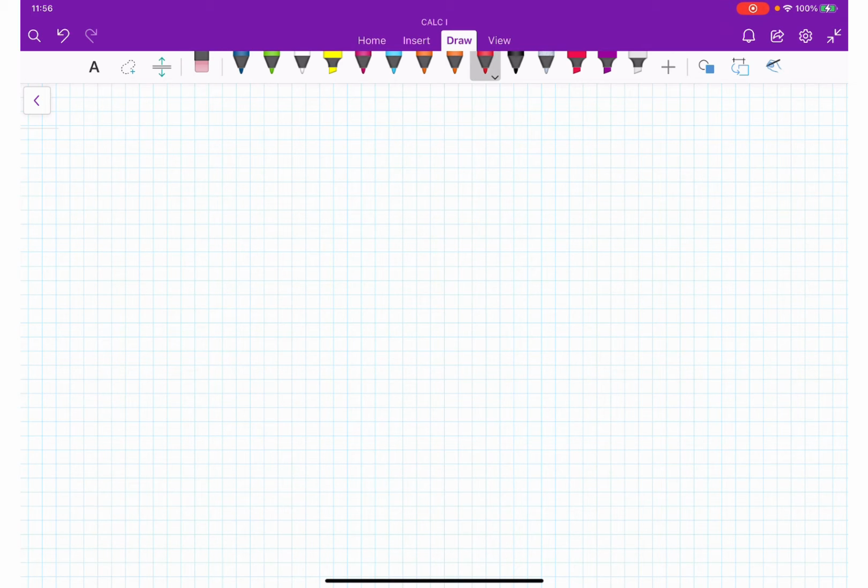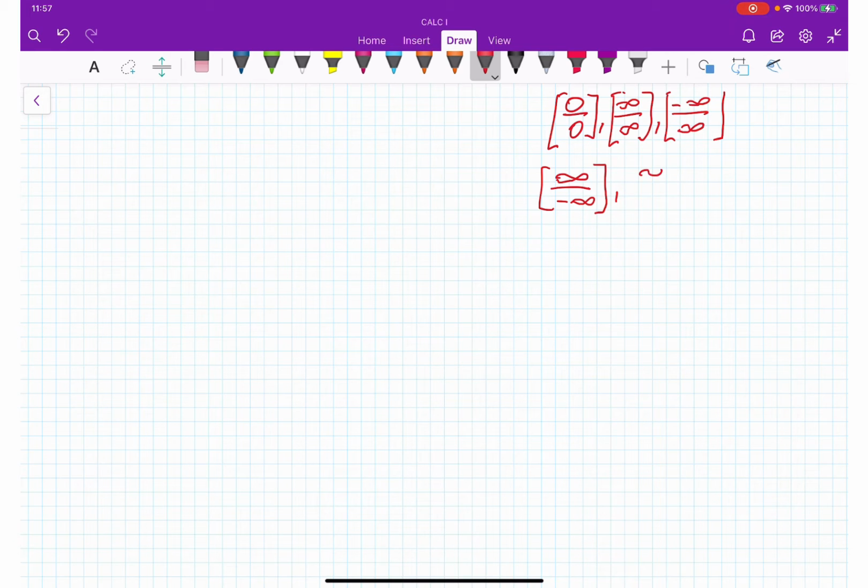infinity over infinity, or negative infinity over positive infinity, or positive infinity over negative infinity, or negative infinity over negative infinity.